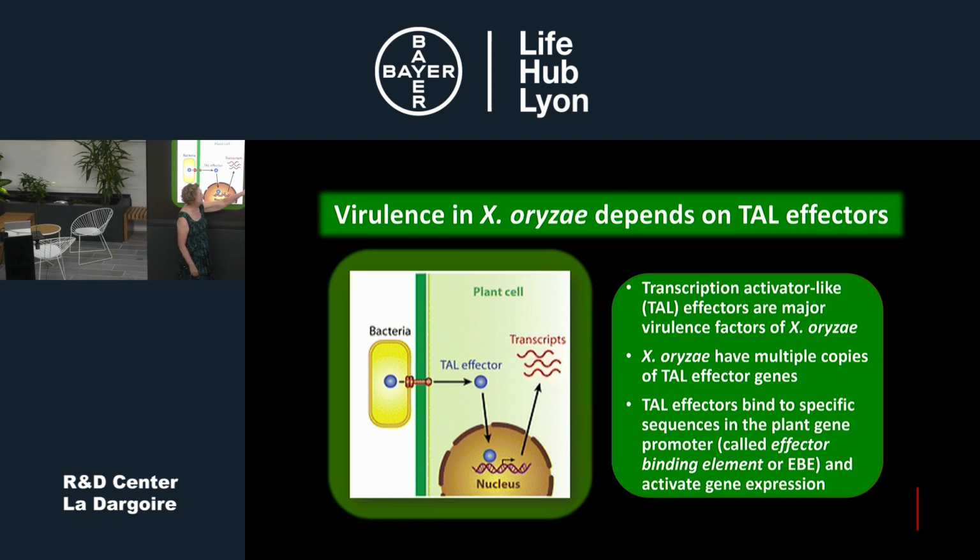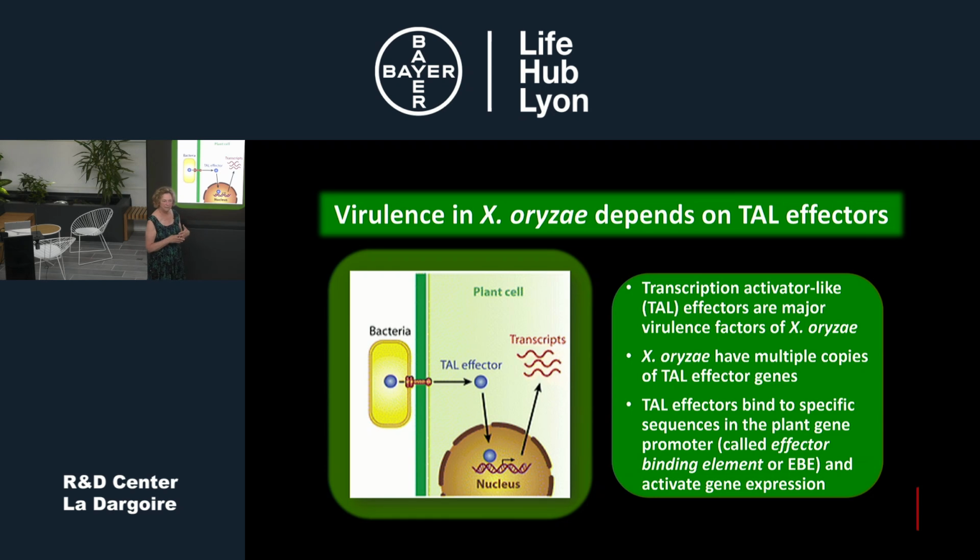AVR-XA7, the TAL effector that corresponds to the XA7 gene, is a major virulence factor. If you knock it out in the bacteria, that bacteria is only weakly virulent. So it's a very important virulence factor, and it's been targeted by the XA7 resistance gene.